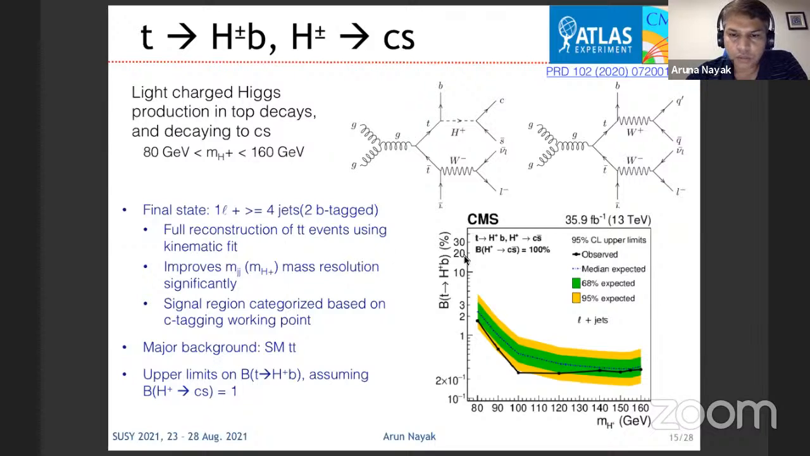Then you obtain the upper limit on the branching ratio for the top going to charged Higgs. You see that we now have quite strong limits on this branching fraction with only 2016 data, and this is again expected to be updated with the full Run 2 data.